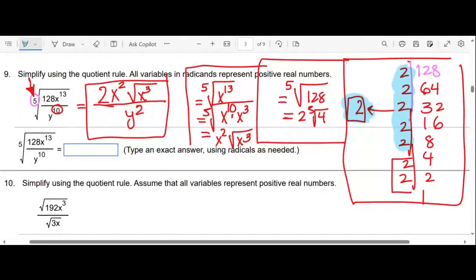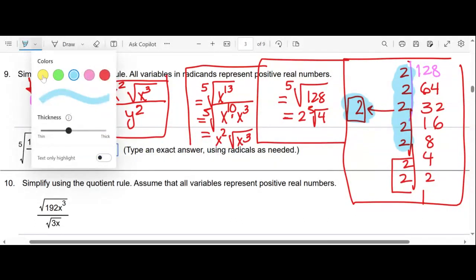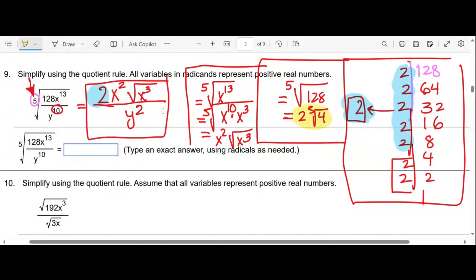So we got the 2 here. I put the 2 here, you see? And I got this one. This one, remember, is to the power of what? 5. We're missing something here. What's missing? The 4. So you have to put 4 here. Is this clear? Clear or not clear? Clear.